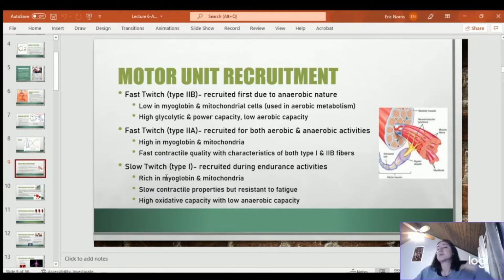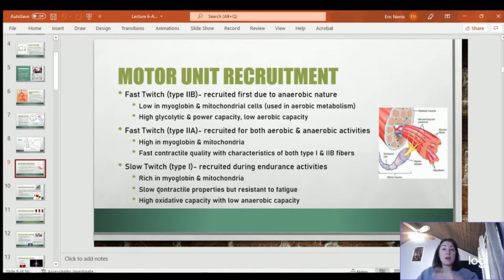And then the slow twitch are our aerobic fibers. They're type 1. They're recruited during endurance activities. They're really rich in myoglobin and mitochondria. Those are things that are used for aerobic metabolism. And they have slow contractile properties, but they're resistant to fatigue.